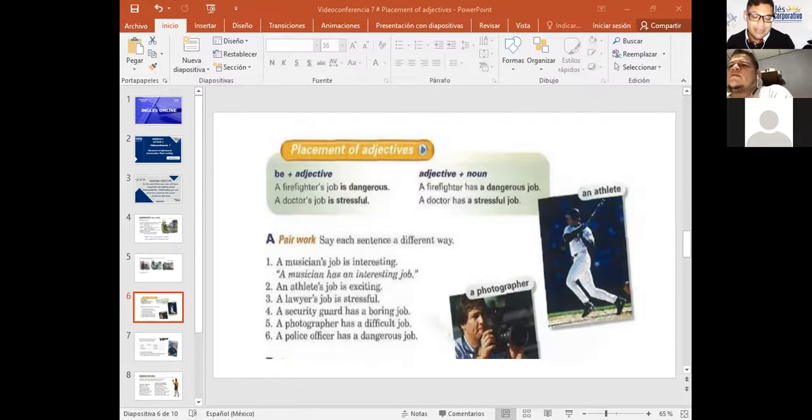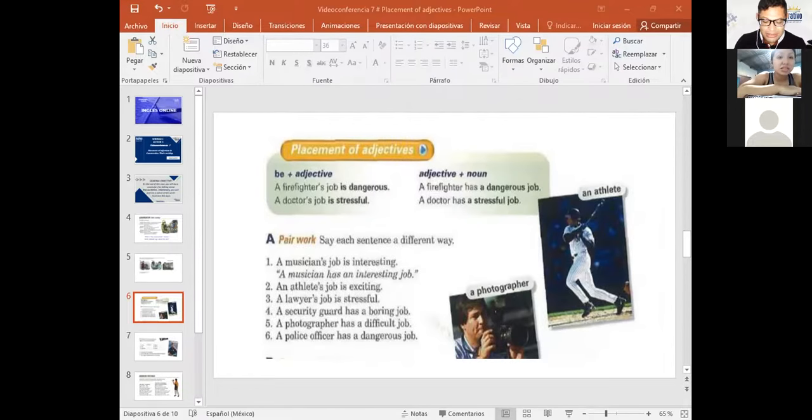Puede ser tired, okay, puede ser esa opción también. We have this choice. Vamos a ver. A teacher's job, vamos a ver. A teacher's job is... Heavy. Interesting. Funny. It's interesting. Okay, a teacher's job is interesting. Workaholic. Very funny.